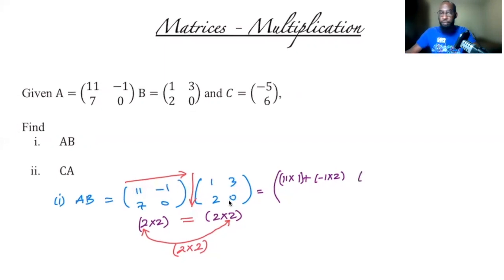So we have 11 by 3 plus, remember to leave a little space, right? You don't want the matrix jumbled up. So 11 by 3 plus -1, and we're going now by 0.